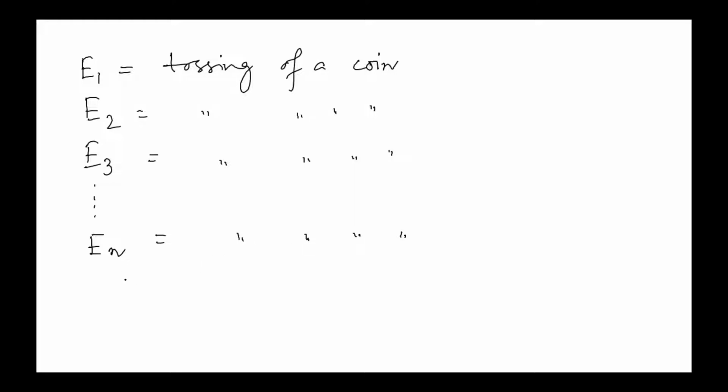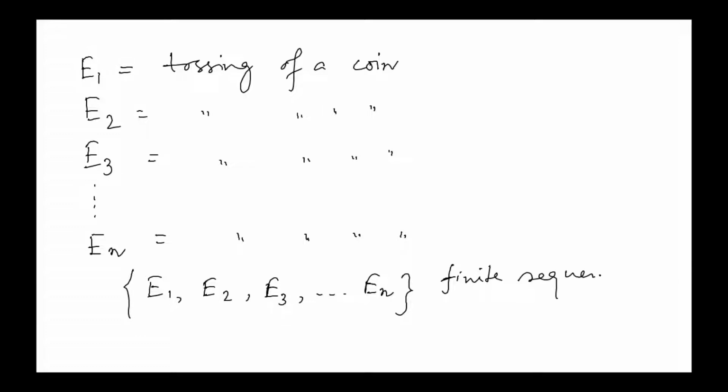If we can make a sequence with these experiments E1, E2, E3 up to EN, whose outcomes are independent, then the sequence is called finite sequence of Bernoulli trial.